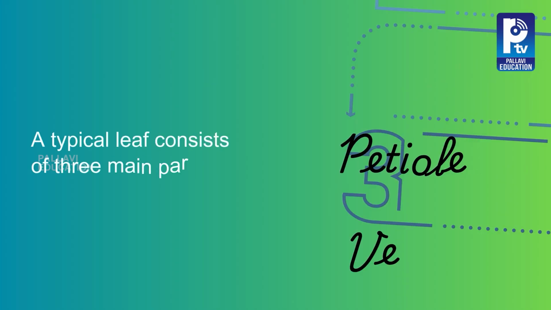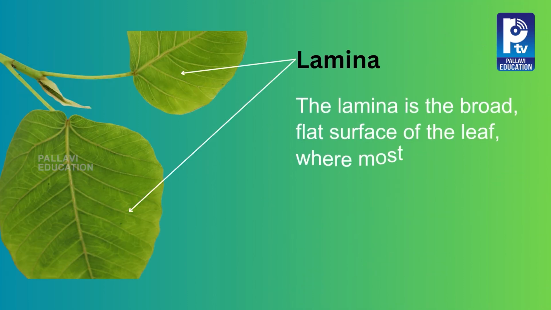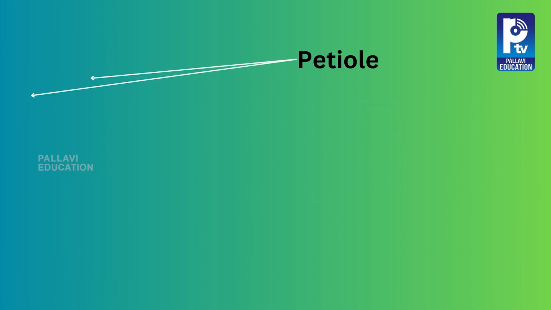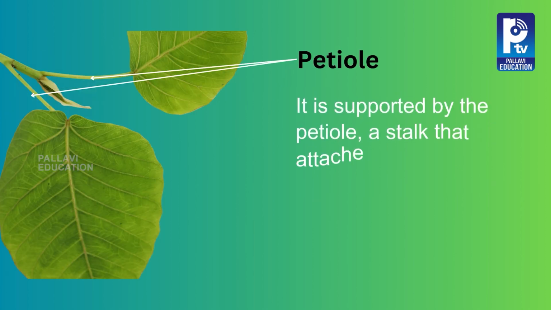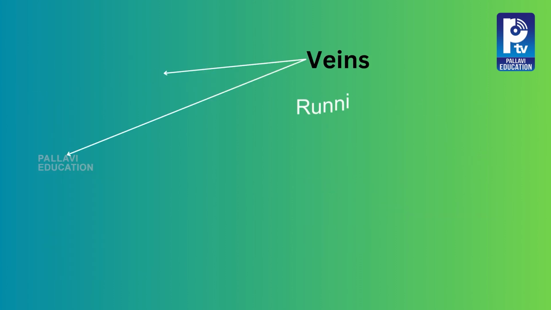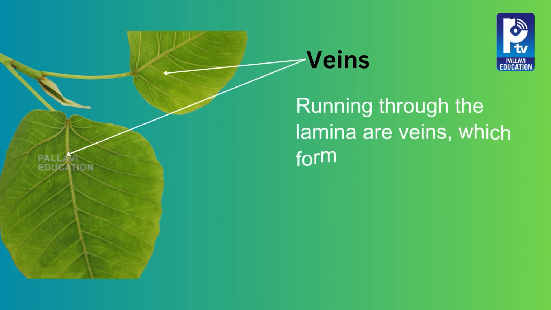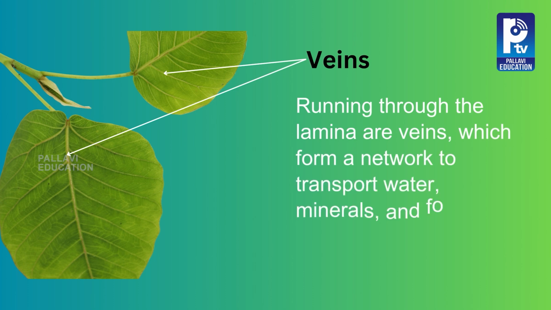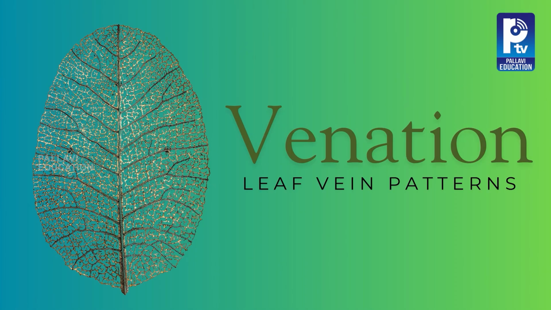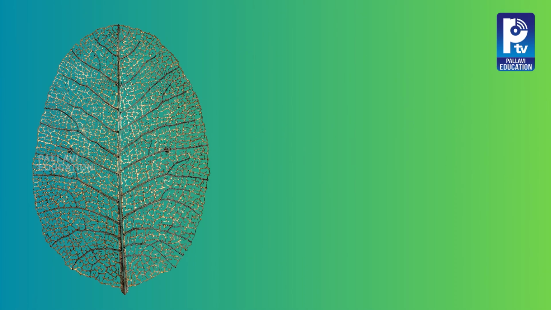A typical leaf consists of three main parts. The lamina is the broad, flat surface of the leaf where most of the photosynthesis takes place. It is supported by the petiole, a stalk that attaches the leaf to the stem and allows the movement of water and nutrients. Running through the lamina are veins, which form a network to transport water, minerals, and food throughout the leaf. The arrangement of veins in a leaf, known as venation, follows two main patterns.